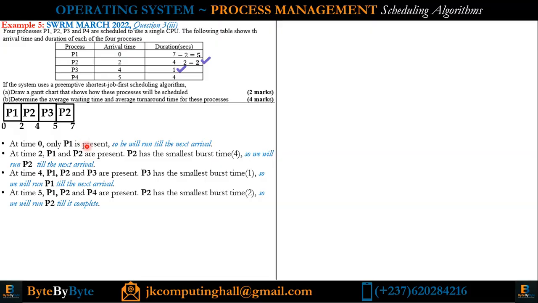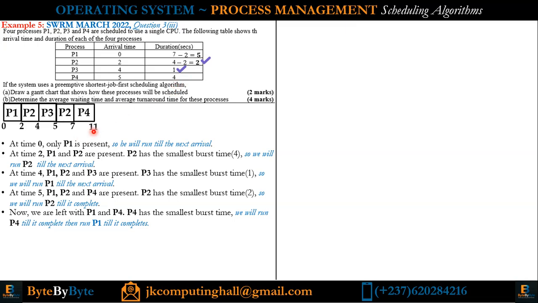And now I'm just executing them following the shortest job first, where P4 will be the next before P1. So now you are left with P1 and P4. P4 has the smallest burst time, so you run P4 till it completes, then P1. So I have P4. P4 needs 4 units, so from 7 to 11. Then P1 from 11 to 16, as you can see. Let us compare. 7 plus 4, 11, plus 1, 12, plus 4, 16, which is the same thing as the difference between the last and the first.